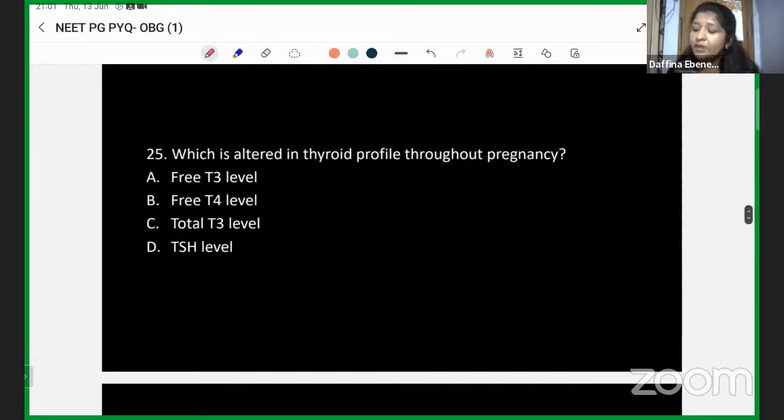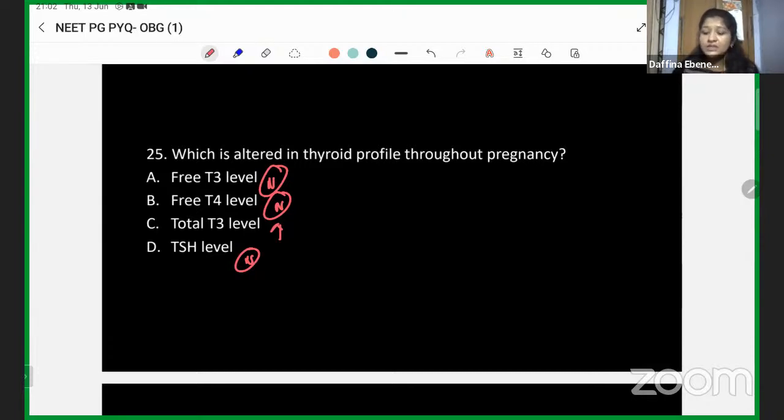Which is altered in thyroid profile throughout pregnancy? Hormone levels during pregnancy are another high-yield area. Which hormones are increased during pregnancy, which are decreased, and which remain unaltered? Free T3 level is going to be normal. Free T4 level is going to be normal. Total T3 level is going to increase. TSH level will initially be increased, but overall it's going to be normal. In the first trimester alone, TSH will be increased.